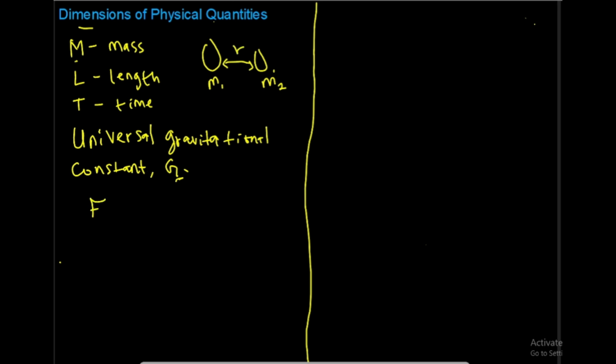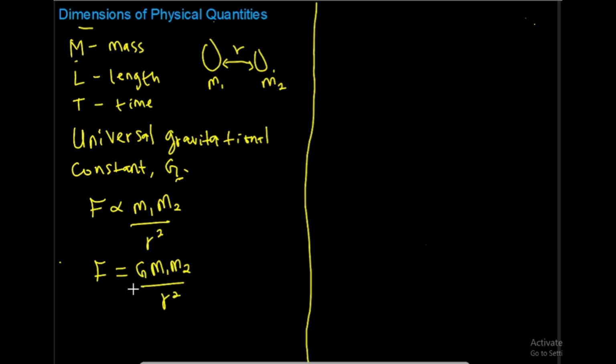So we have F directly proportional to m1 m2 over r squared. The force between the two masses is directly proportional to the product of the masses and inversely proportional to the square of their distance apart. So this is the law of universal gravitation. But to change the proportionality sign to an equality sign, we must introduce our constant. So we have F equals G m1 m2 over r squared, where G is the universal gravitational constant. So this is where you're going to see G.